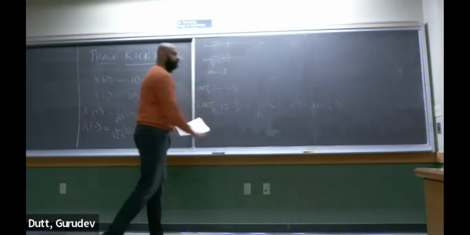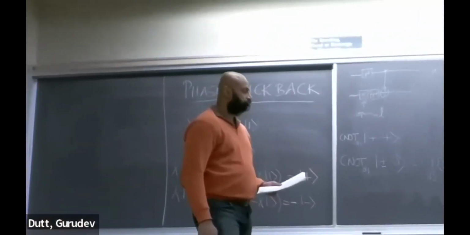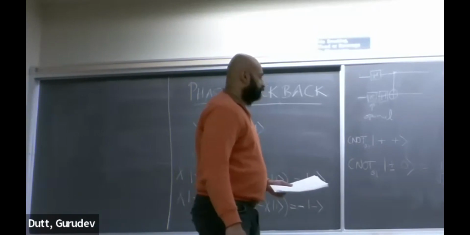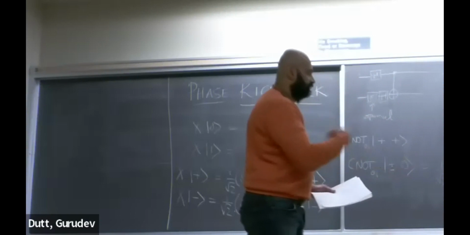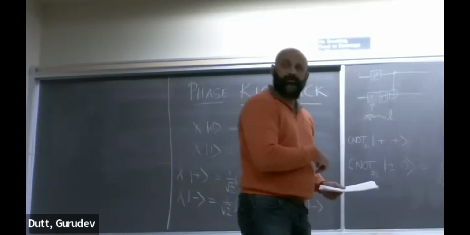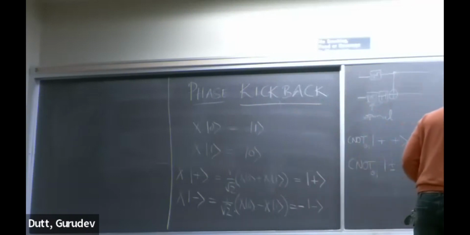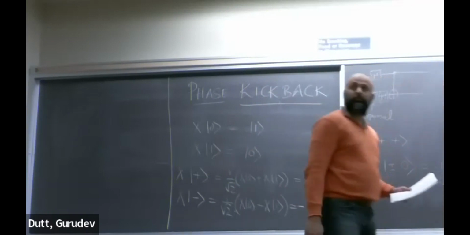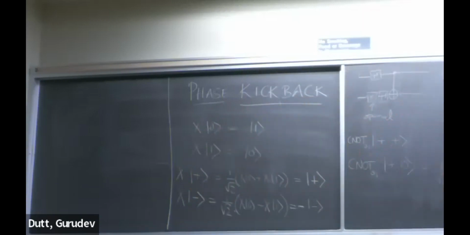Because the first one is in the state plus. Okay. Well, C0 0, 1, right? So that is the right qubit is controlling the left qubit. So it does nothing, right? Because in this case, the right qubit is always in the state 0. So it does nothing. So the output here is plus.